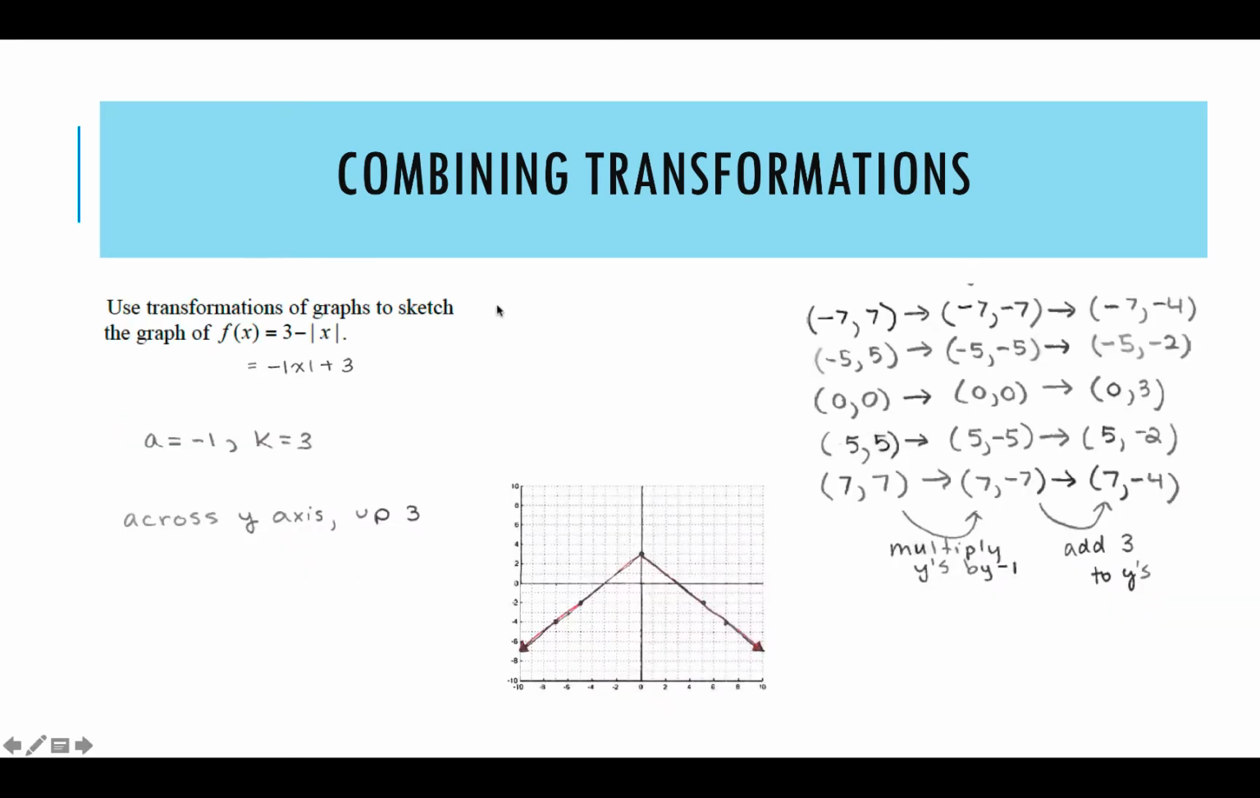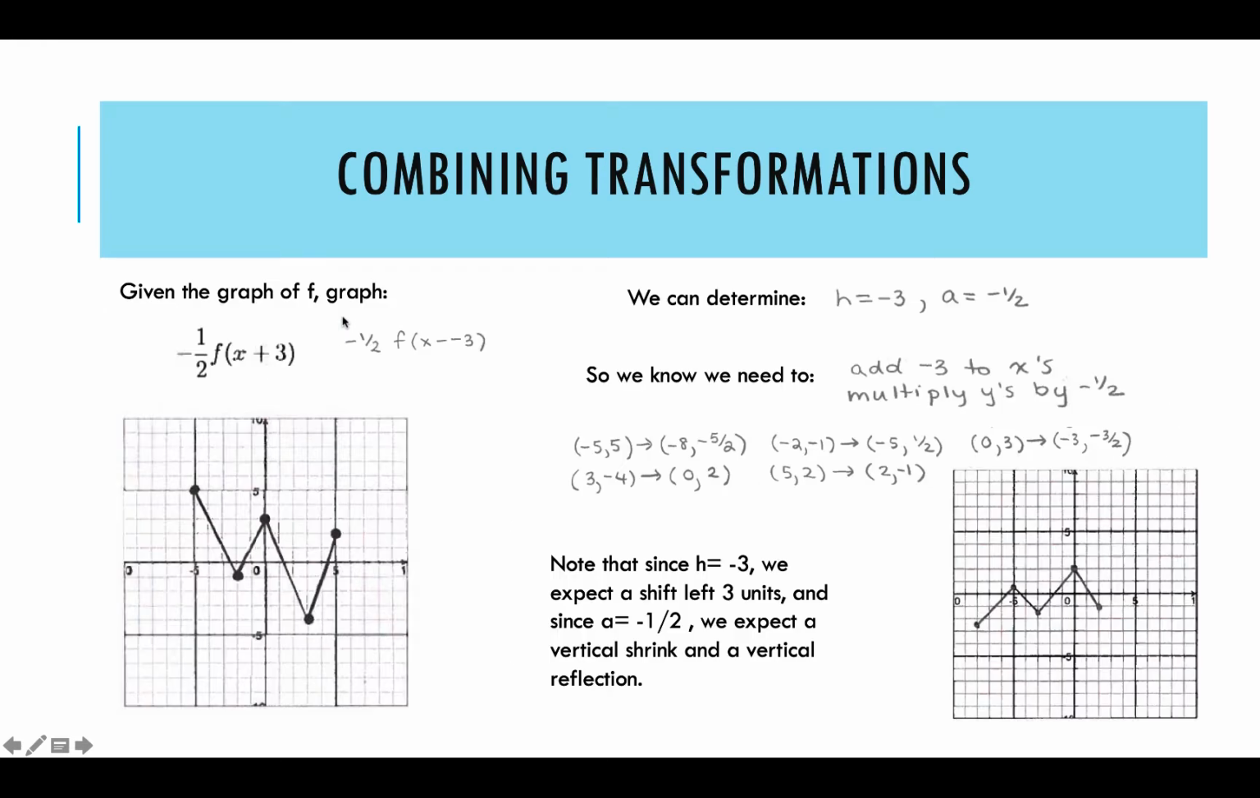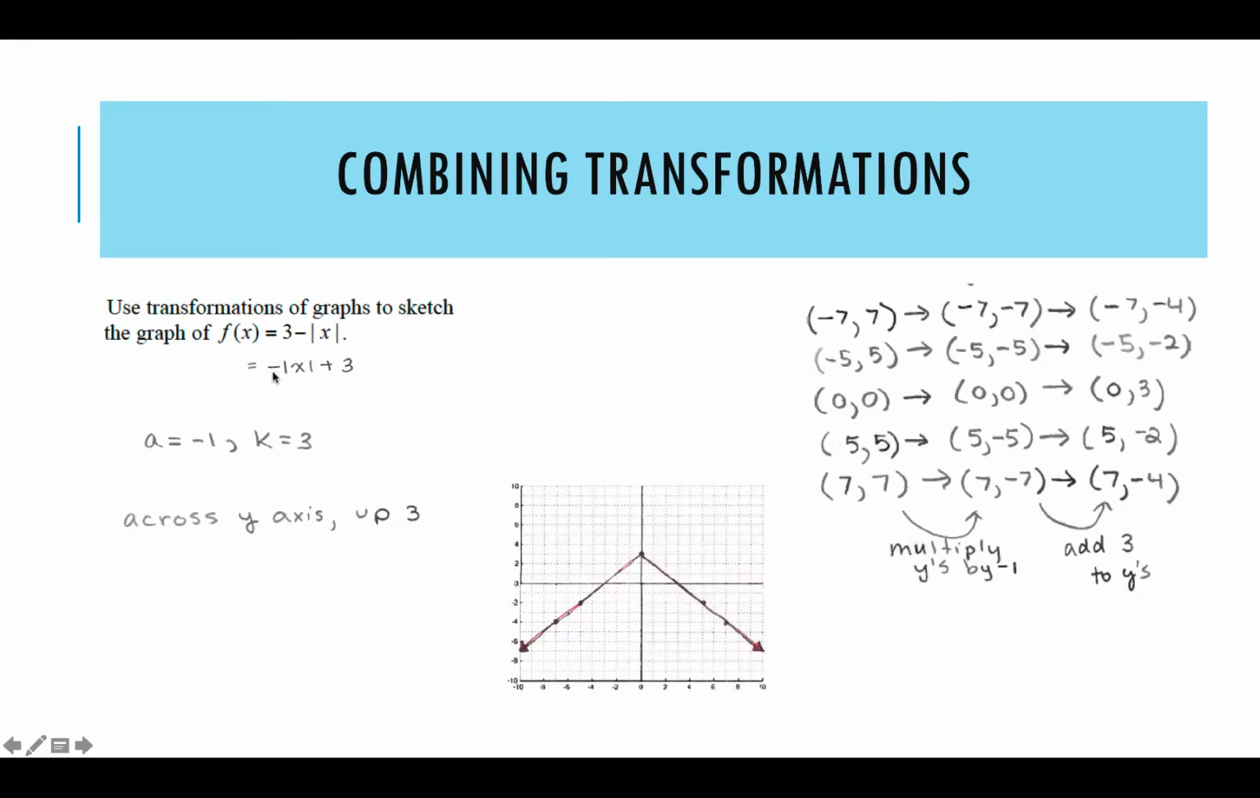Okay, so here's a slightly different question. I'm given f of x equals 3 minus the absolute value of x. And so I can rewrite it as negative absolute value of x plus 3. And so this negative 1 out here is being multiplied outside. That means it's an a number. It's a value for a, which is negative 1. This number here is added outside, so my k is 3.